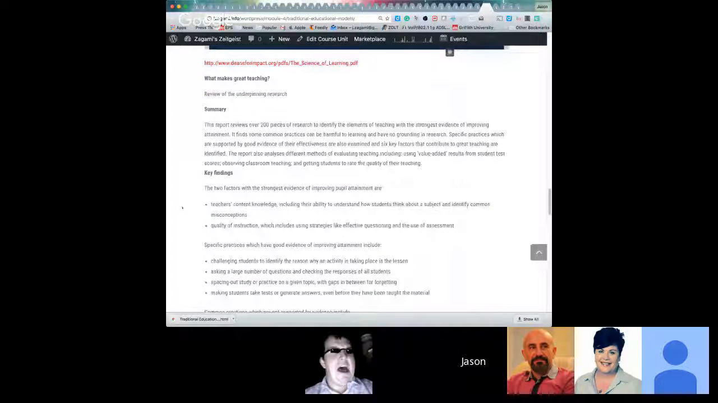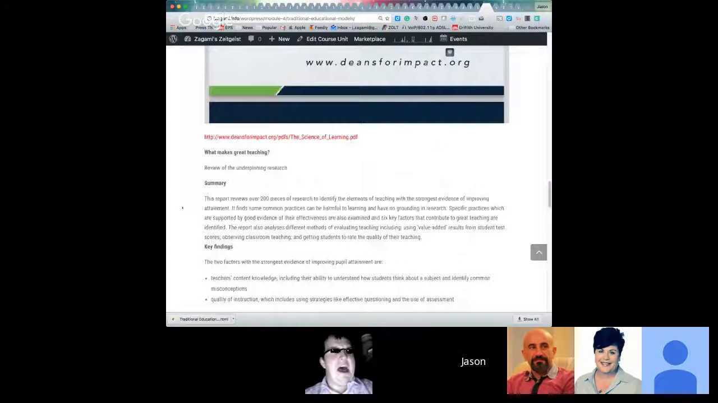So the two factors that showed the strongest evidence of improving pupil achievement were teachers' content knowledge, including their ability to understand how students think about a subject and identify common misconceptions, and the quality of their instruction, which includes using strategies like effective questioning and the use of assessment effectively. So they were identified as the main aspects that were most important in student learning from all the different approaches that we know exist in education.